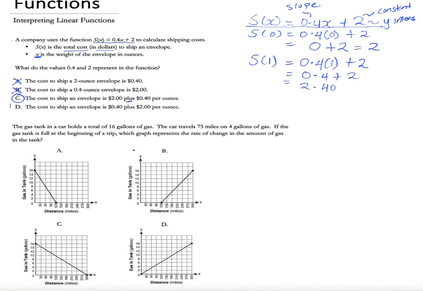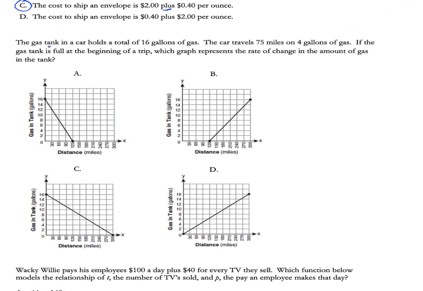Let's look at the second one. Here it says the gas tank in a car holds a total of 16 gallons of gas. The car travels 75 miles on 4 gallons of gas. If the gas tank is full at the beginning of a trip, which graph represents the rate of change in the amount of gas in the tank? We have to choose one of these.